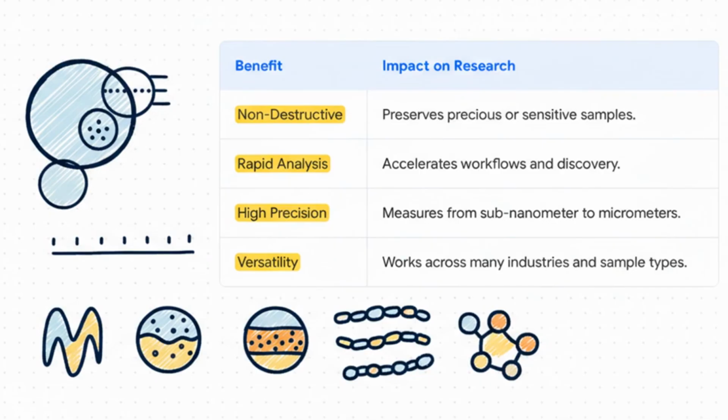So if we boil it all down, you get these three pillars of DLS. We've talked about it being non-destructive and super rapid, but you also get incredibly high precision. It can measure particles from just under a single nanometer all the way up to a few micrometers. And finally, it's versatile. It's used for everything from proteins and polymers to colloids. So let's add yet a fourth pillar.